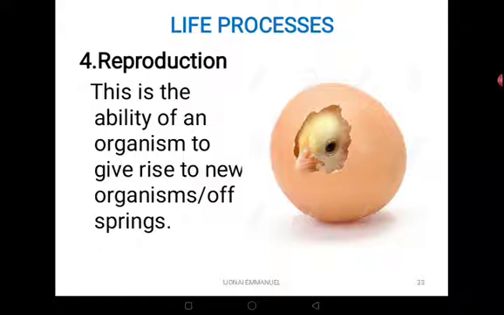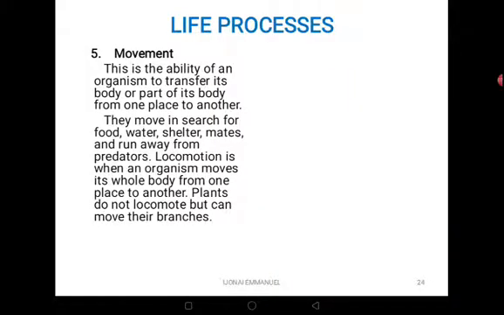And reproduction is important because it enables increase in number of organisms. Imagine if there was no reproduction, we all wouldn't be here. So it's a very good life process that organisms must undergo to give rise to others. As you can see, that young one coming out of an egg is in the process of what? Reproduction there.